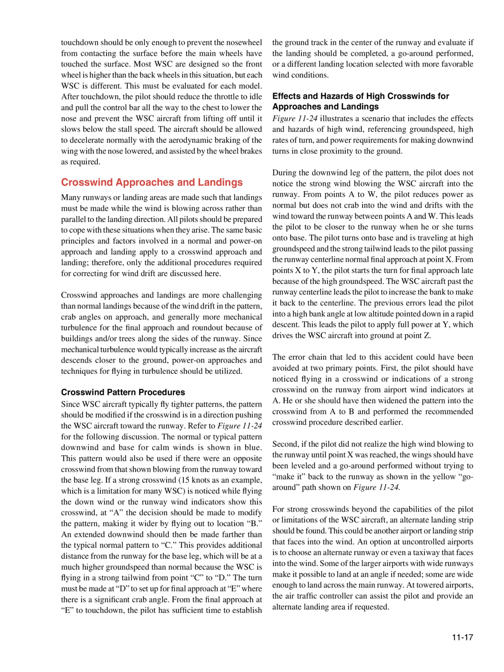The error chain that led to this accident could have been avoided at two primary points. First, the pilot should have noticed flying in a crosswind or indications of a strong crosswind on the runway from airport wind indicators at A. He or she should have then widened the pattern into the crosswind from A to B and performed the recommended crosswind procedure described earlier.